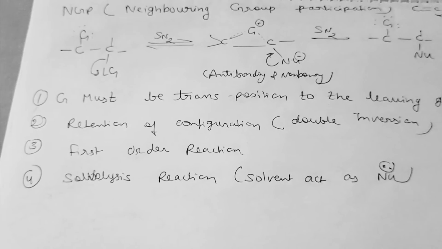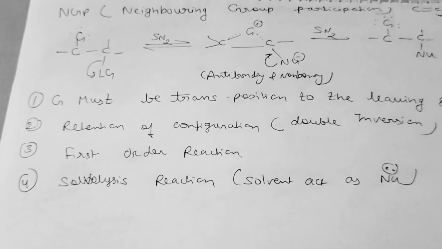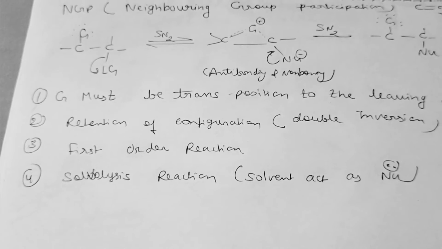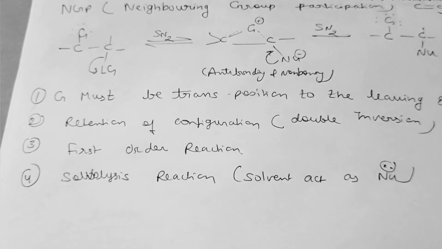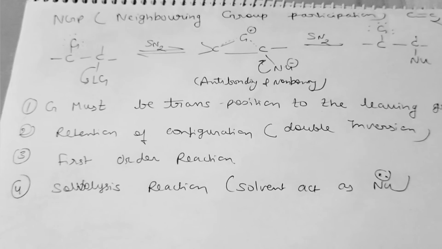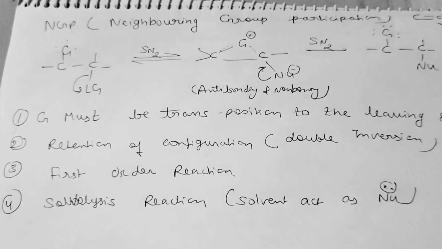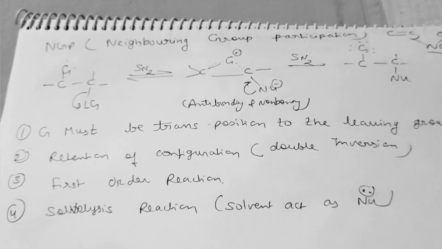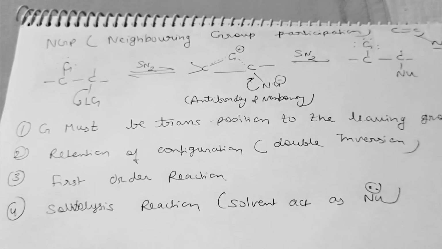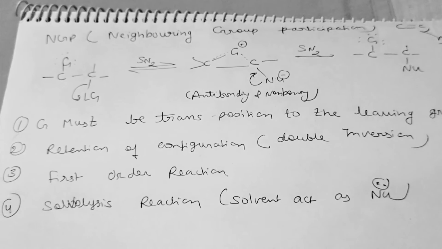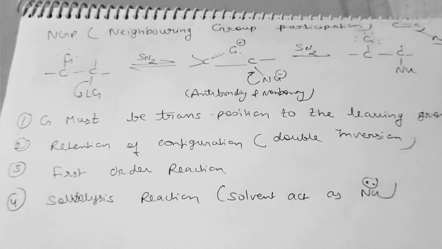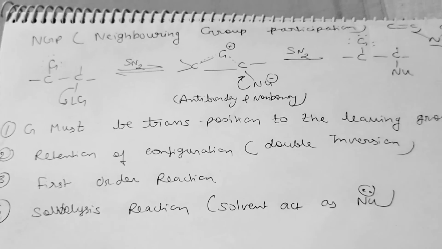Why is this first order? Because I already told you, in the first step, this is the slow step which is rate determining, and it depends upon the reactant substrate only. And last but not least, this is a solvolysis reaction. What do we mean by solvolysis reaction? Solvolysis means the solvent acts as a nucleophile. So this is the review of the previous lecture about the NGP.